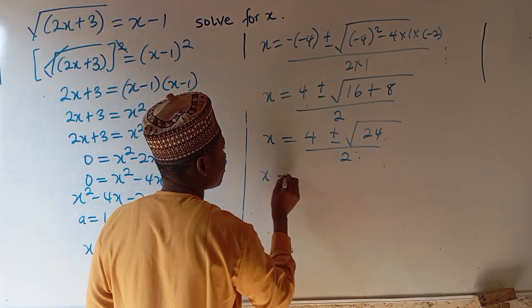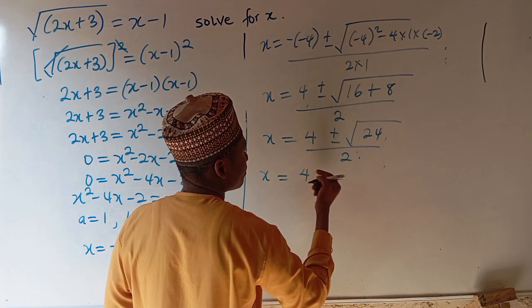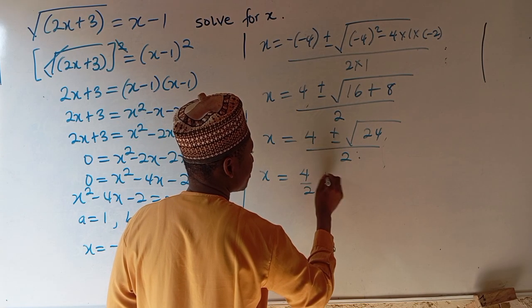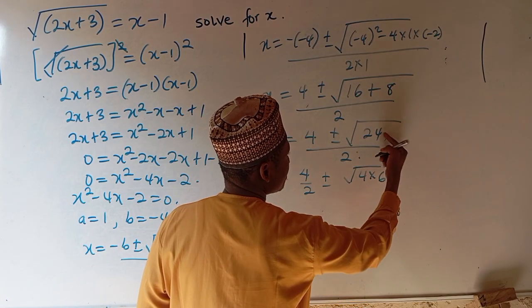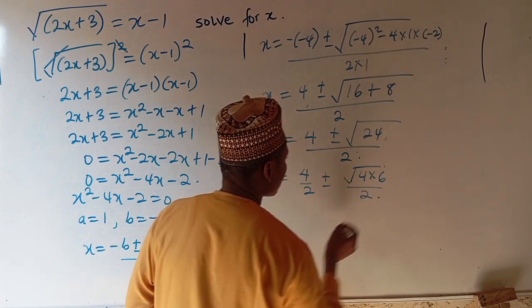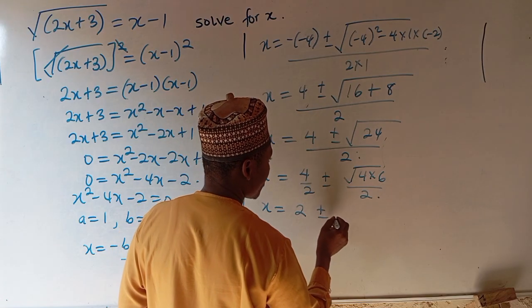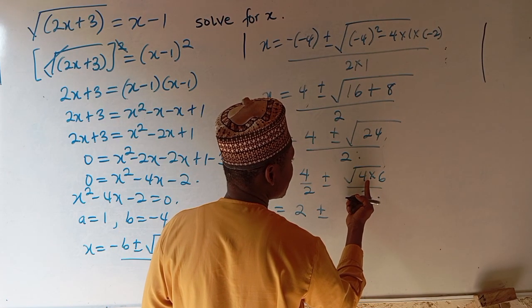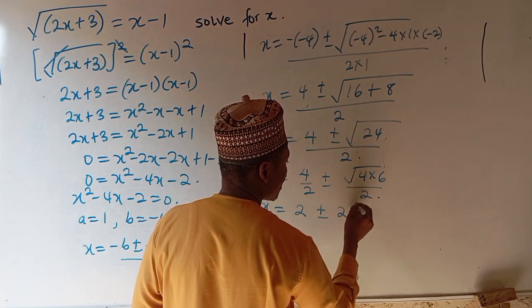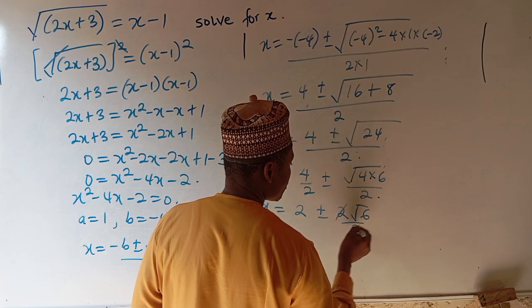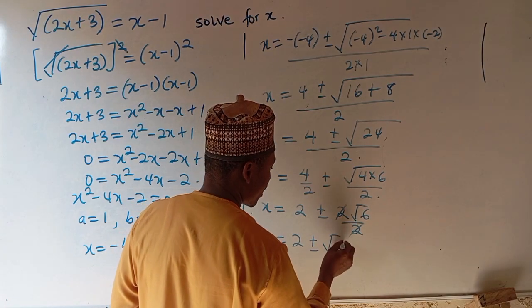So I'm now going to have x equals 4. Let me divide this fraction. So I'm going to have 4 divided by 2 plus or minus. Now I can write 4 multiplied by 6 instead of 24, then all over 2. So x equals 4 divided by 2, which is 2, plus or minus. Now this 4 can come out from the square root as 2. The square root of 4 is 2, now the square root of 6 all over 2, and this 2 will take away this 2. I'm going to have x equals 2 plus or minus the square root of 6.